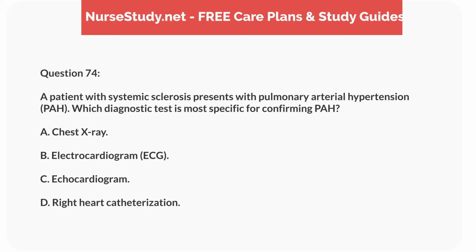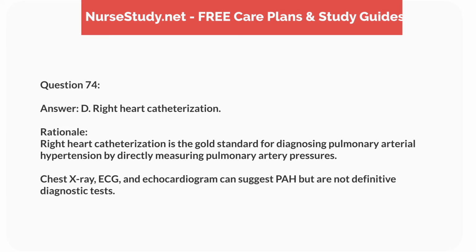Question 74. A patient with systemic sclerosis presents with pulmonary arterial hypertension, PAH. Which diagnostic test is most specific for confirming PAH? A. Chest X-ray. B. Electrocardiogram, ECG. C. Echocardiogram. D. Right heart catheterization. Answer: D. Right heart catheterization.